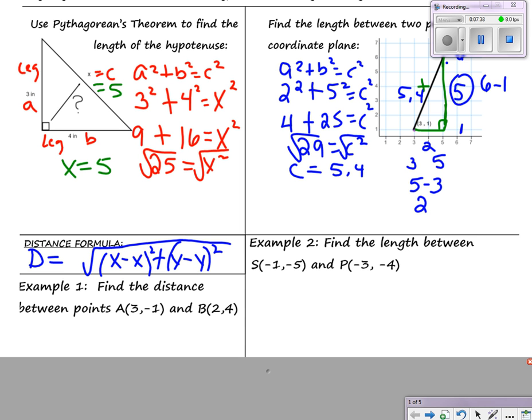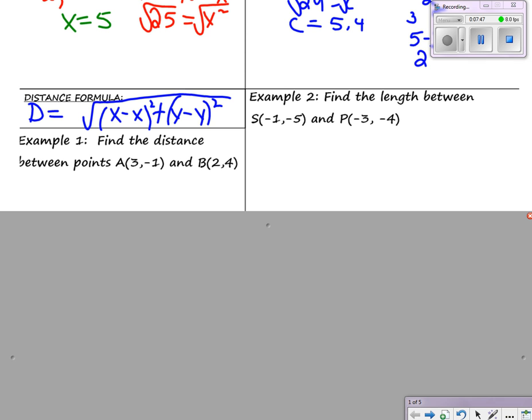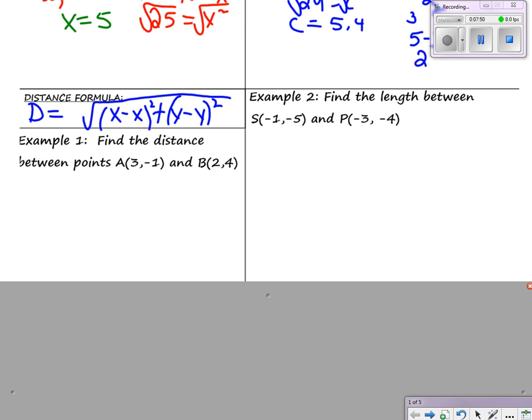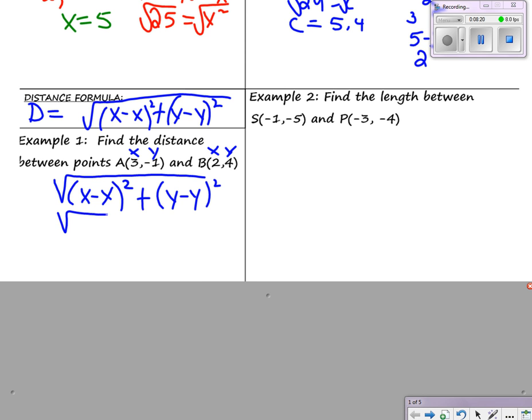So down here, find the distance between points A, which is (3, -1), and B, which is (2, 4). We're going to take a shortcut. Instead of putting it on a coordinate plane like we did up there, we're going to do the distance formula. The distance formula is the square root of the difference of our x's squared, plus the difference of our y's squared. So just make sure that you label these. A lot of people get these confused. Your x's are first, your y's are second, just like in the alphabet. X comes before y. So now I'm just plugging and chugging.